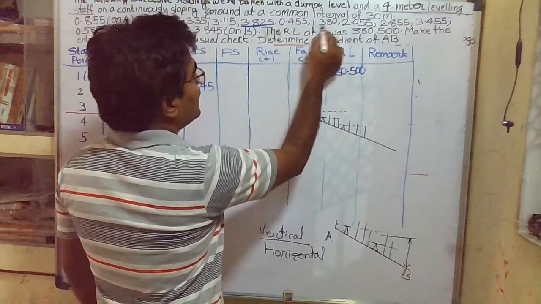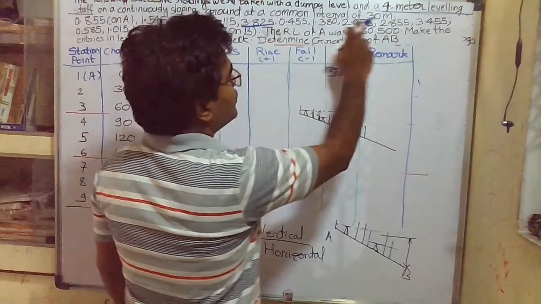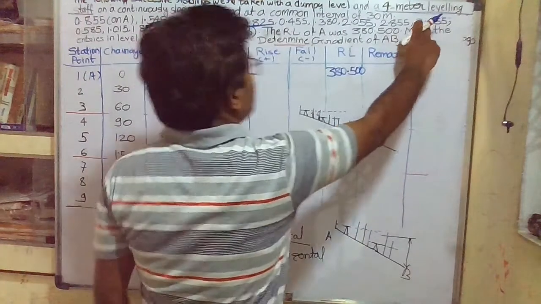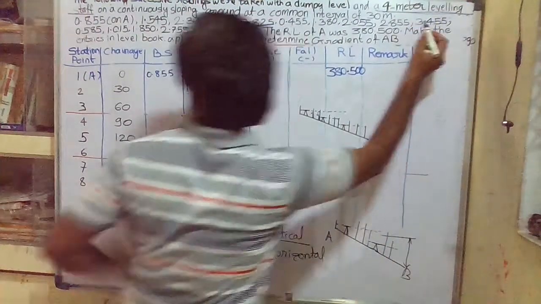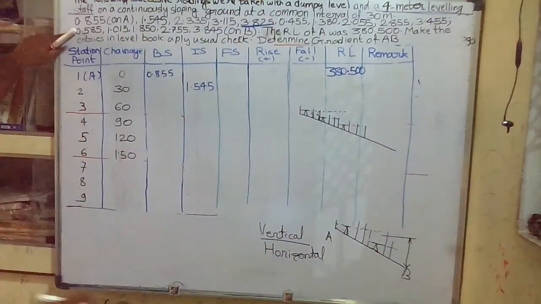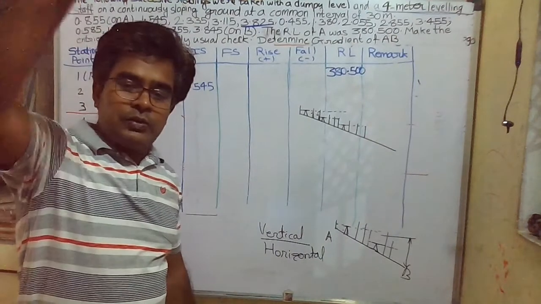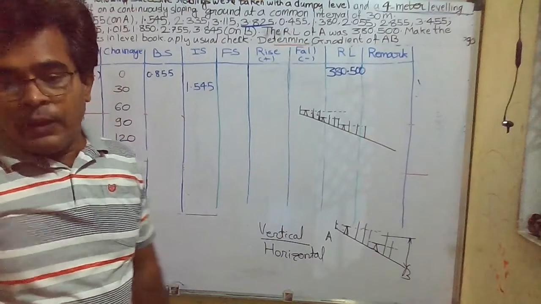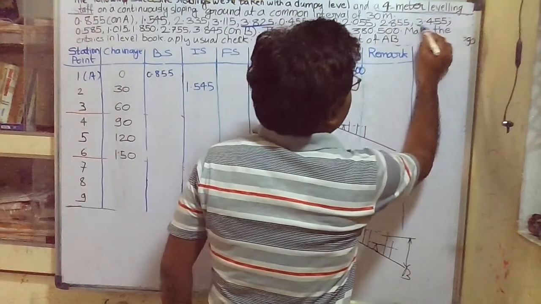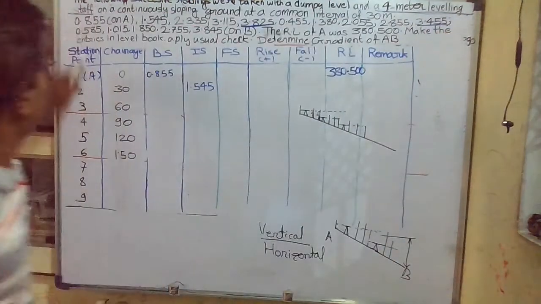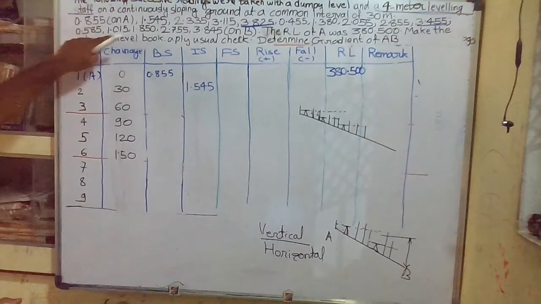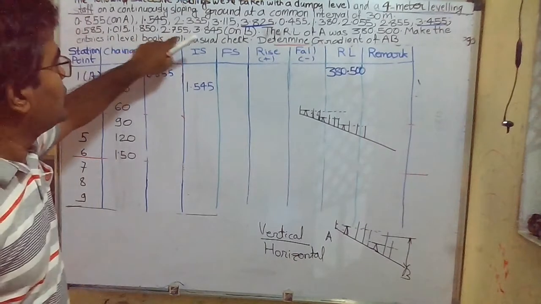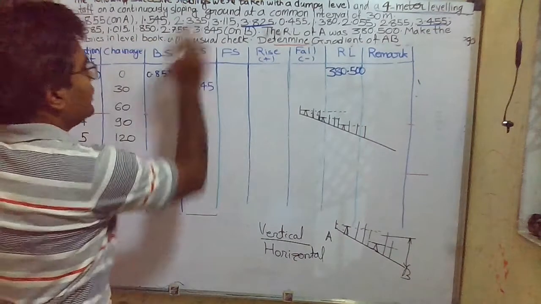Then we take readings again like that: 1.380, 2.055, 2.855, 3.455. Here we can say after 3.45 the reading is again reducing, which means there is a limit to the height of the staff, our limit has been reached. So we have taken the change point. So this is again our change point. After this, again 0.85, 1.015, 1.850, 2.755, and the last reading we have taken is 3.845.